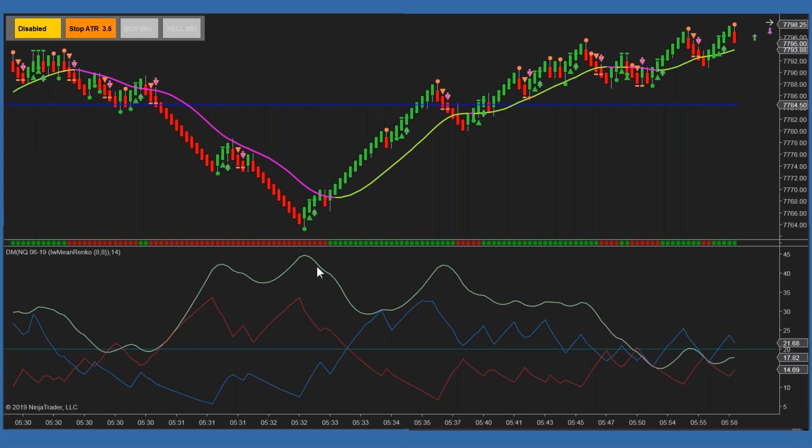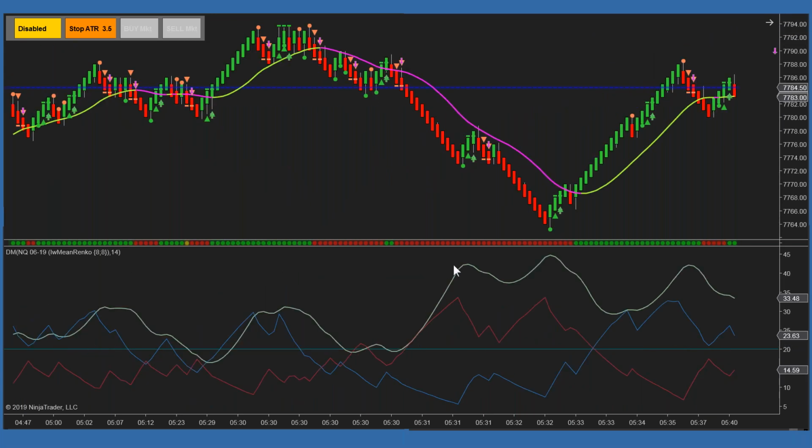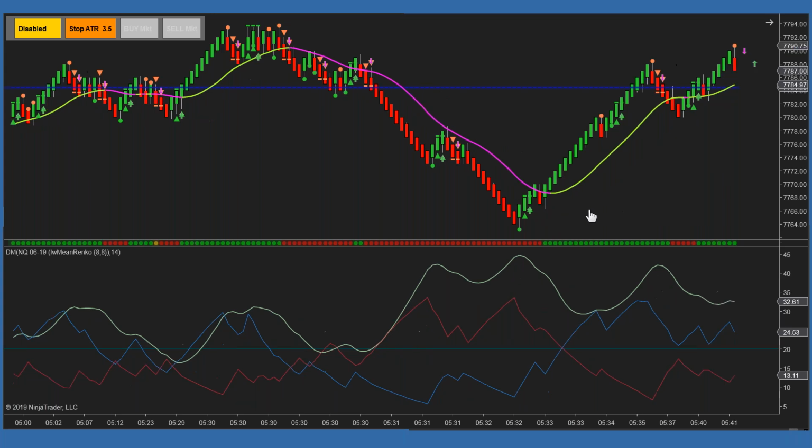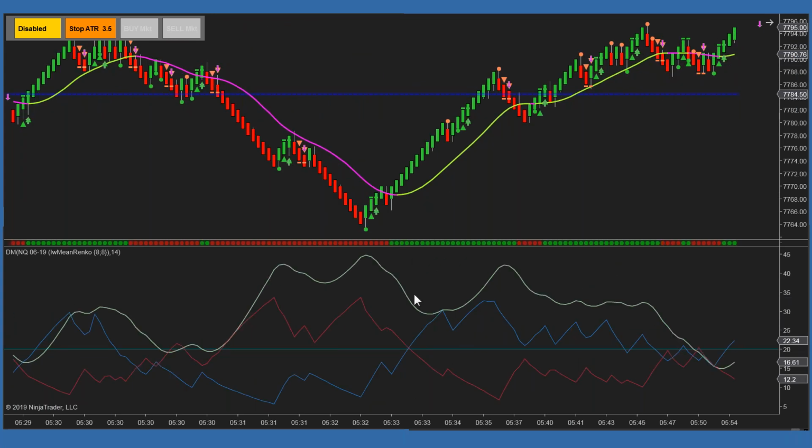One thing that is important about the ADX line is that it is non-directional. So you can have a trend going down and ADX will be going up. You can have a trend going up and ADX will be going up. You have to remember it's a non-directional indicator. So long as it is rising, the trend is getting stronger. If it's falling, the trend is getting weaker.